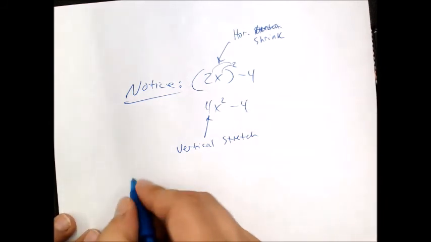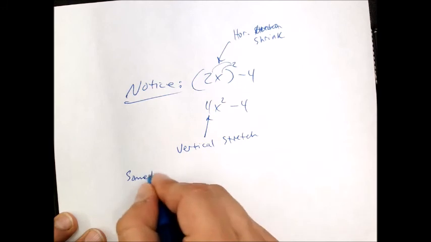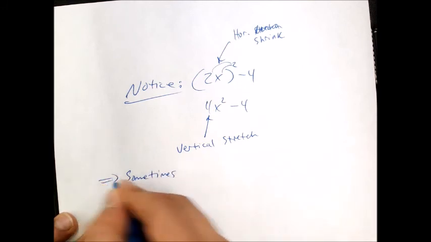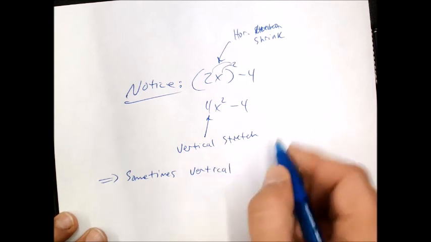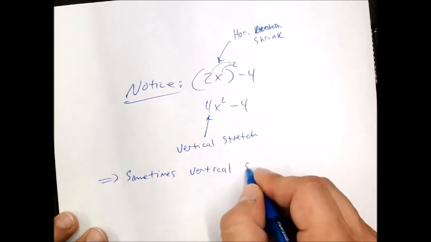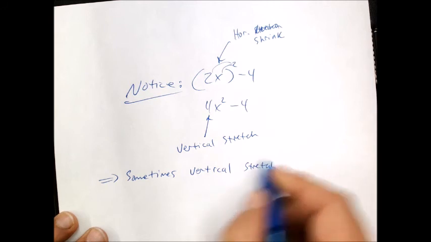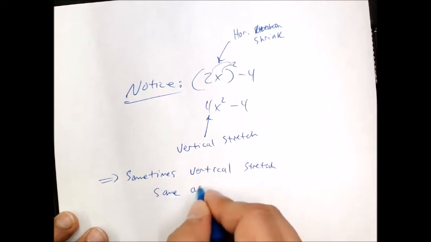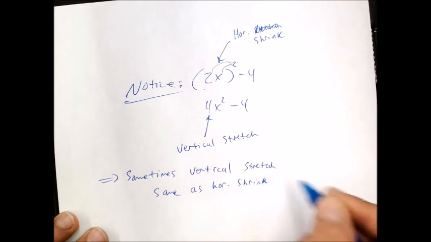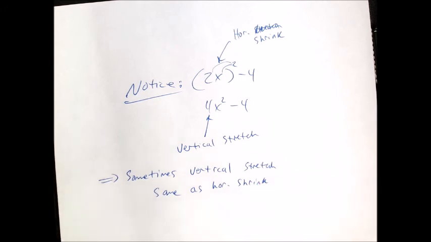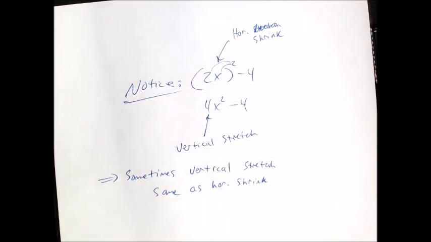And so I'm just trying to point out that sometimes they can be the same. So this implies that sometimes a vertical stretch is the same as a horizontal shrink, and vice versa. It just depends on how you look at it. Questions about any of this stuff?